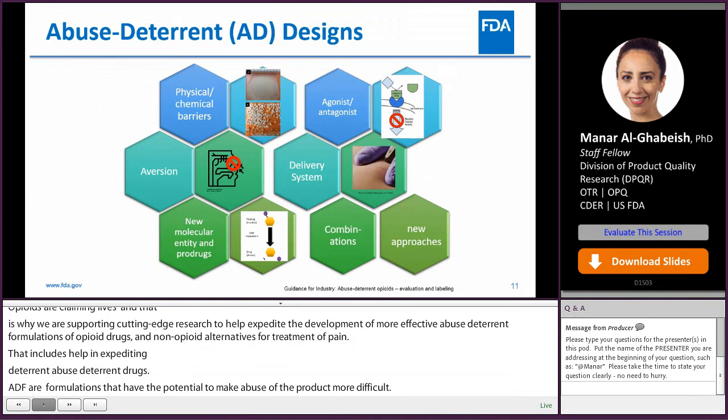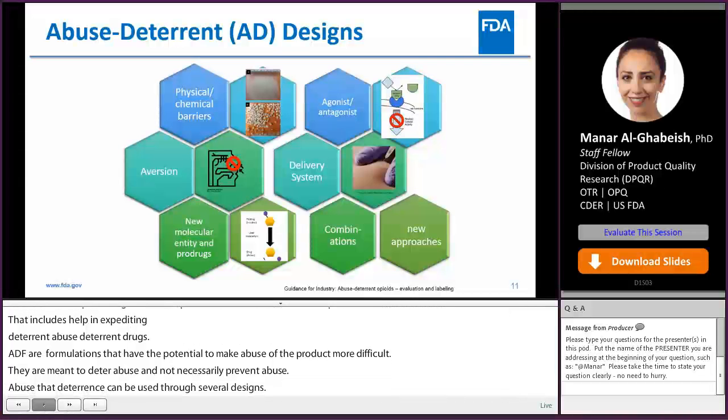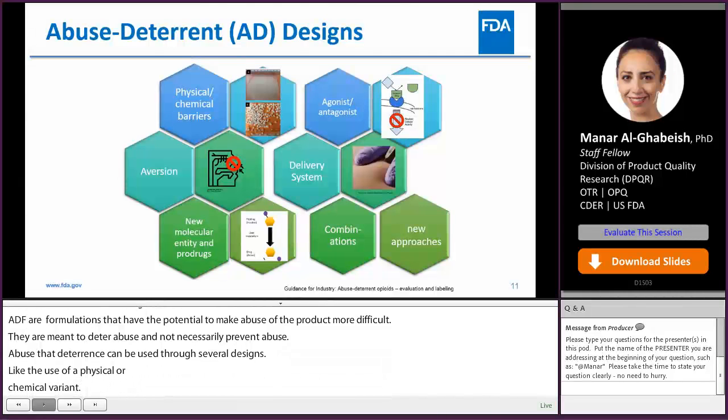Abuse deterrence, AD, can be achieved using several designs, such as the use of physical or chemical barrier. A common example is the use of a polymer such as polyethylene oxide, PEO, that makes the drug product hard to crush and makes the extraction of the drug difficult.